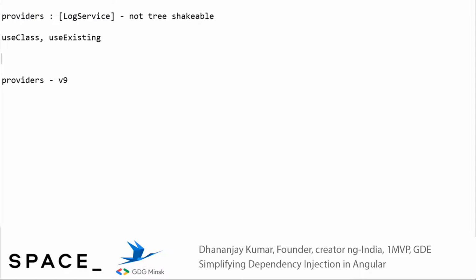In demo 2, we removed providedIn root and passed the service into the providers. The only difference between providedIn root and passing it in the root module providers is that providedIn root is tree-shakable, whereas providers is not tree-shakable.